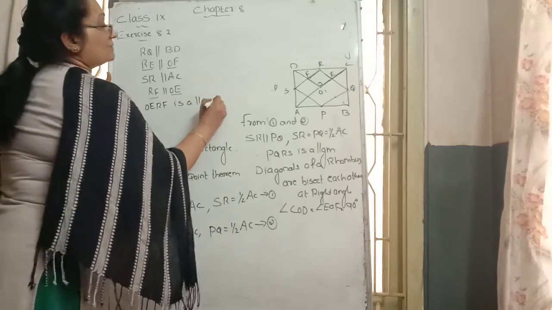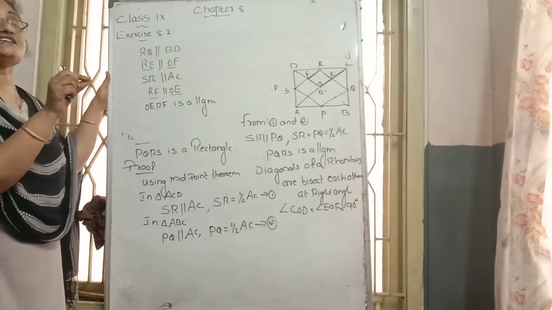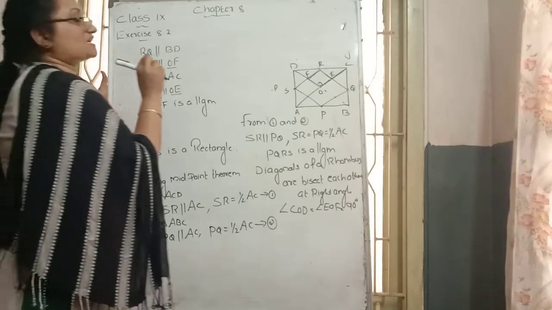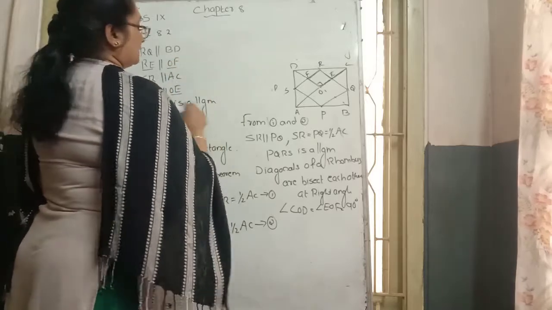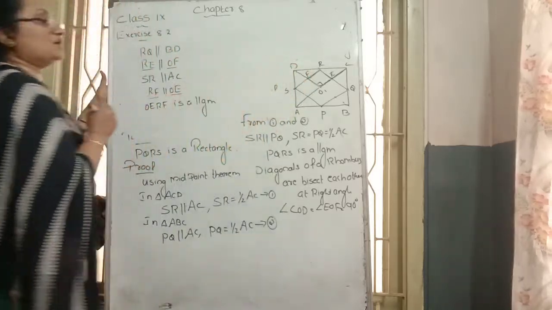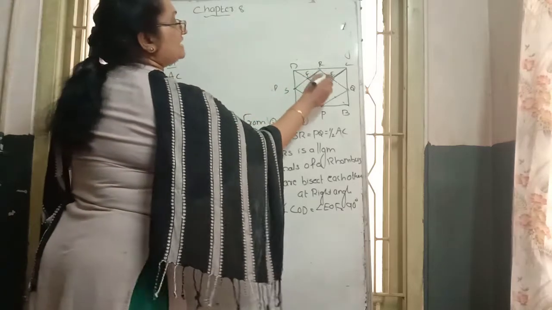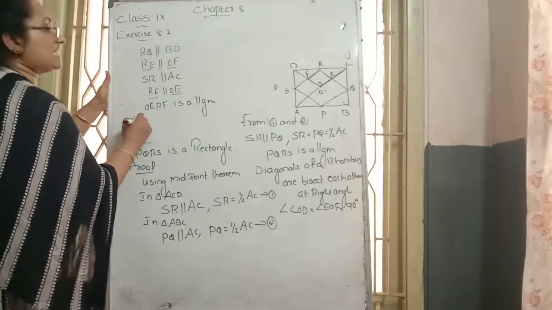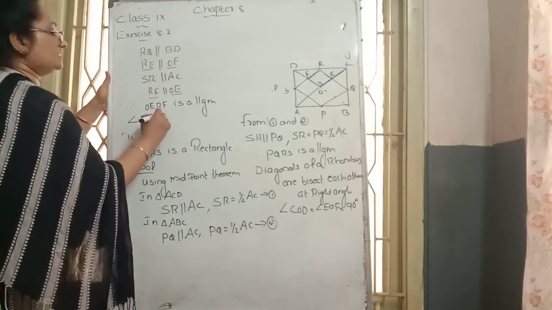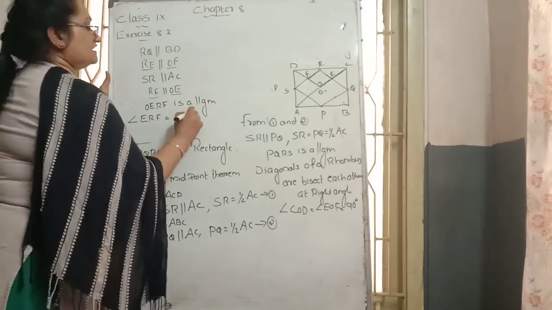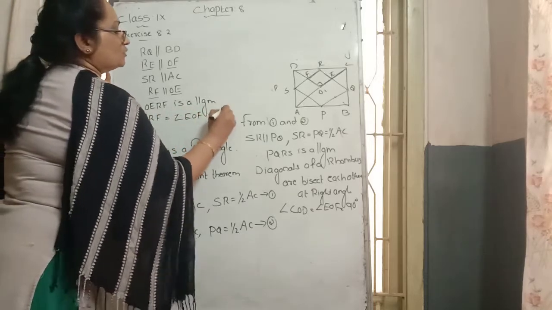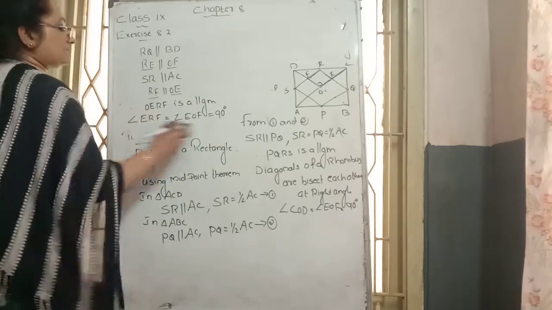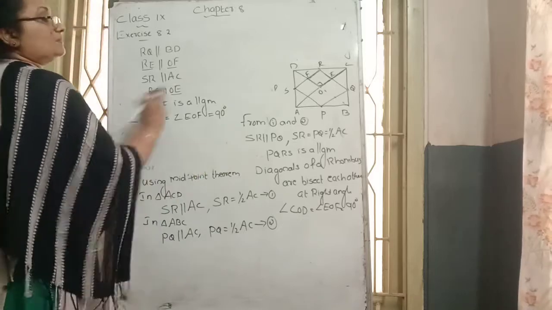This becomes a parallelogram. But our aim is to prove that PQRS is a rectangle. So the small part becomes a parallelogram. We proved that. And then what about the angle case? Angle ERF and angle FOE become how many degrees? Angle ERF is equal to angle EOF. Both of them make how many degrees? They make 90 degrees. Therefore, what can we say? PQRS is also a parallelogram.